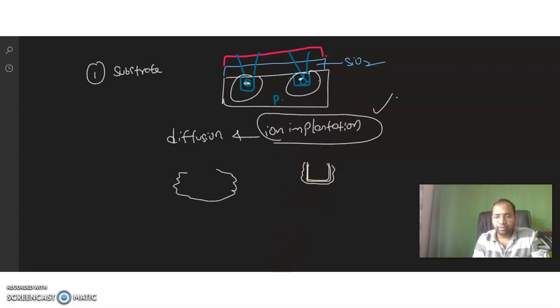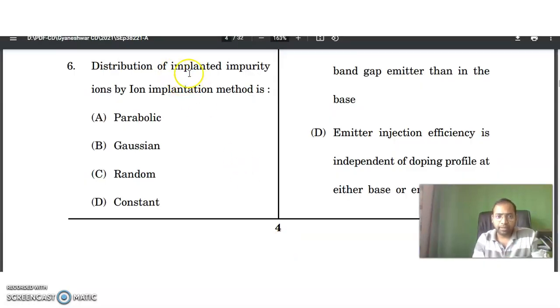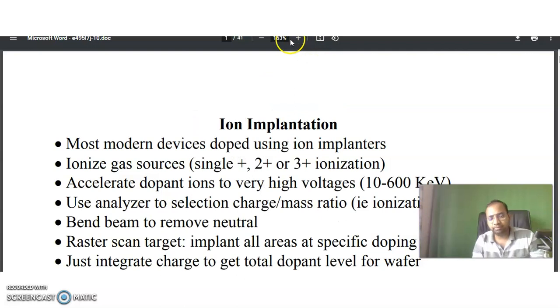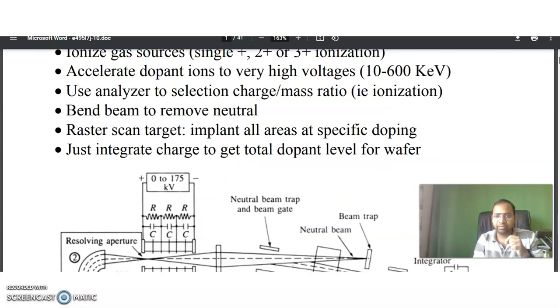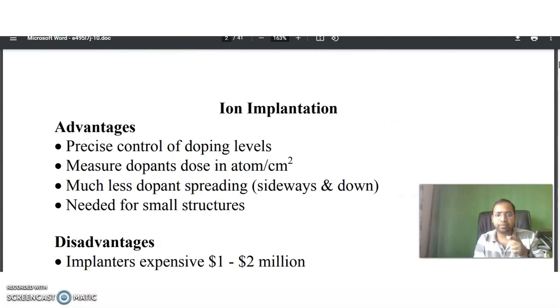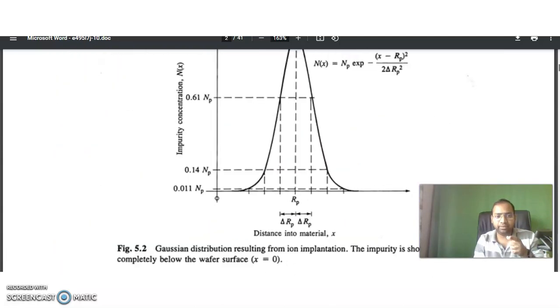Coming to this question, the distribution of implanted impurities by the ion implantation method: how does it happen? That means with the ion implantation method, if you are doping impurities into the windows, in which format will it take? Regarding this, I will upload a PDF and keep the link in the description box of this video. This PDF has complete information regarding ion implantation, what technique we are using here, and what the advantages and disadvantages are.